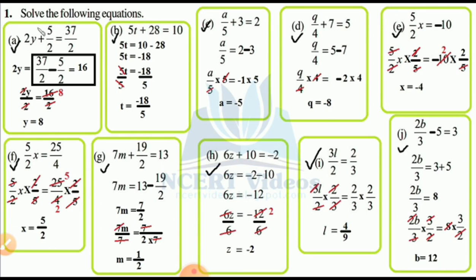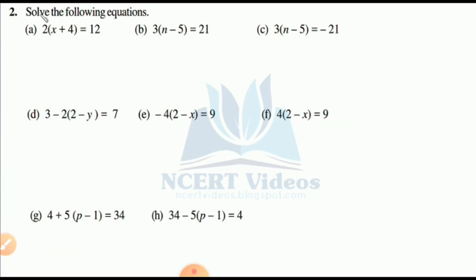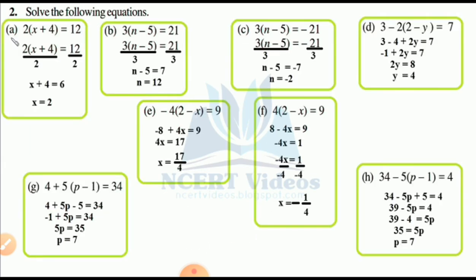Is it correct? So question 1 we have solved here. Move to question number 2. Solve the following questions. 2 into x plus 4 is equal to 12. 3n minus 5 is equal to 21. Like that way, see the answers for each and every one. I made the simple box.